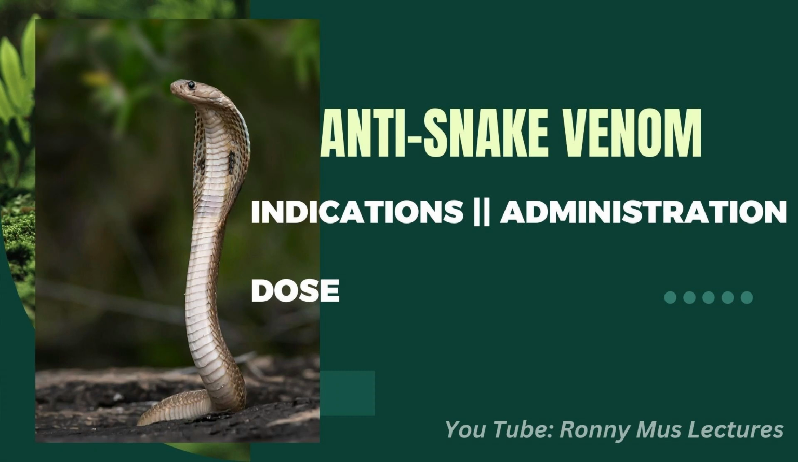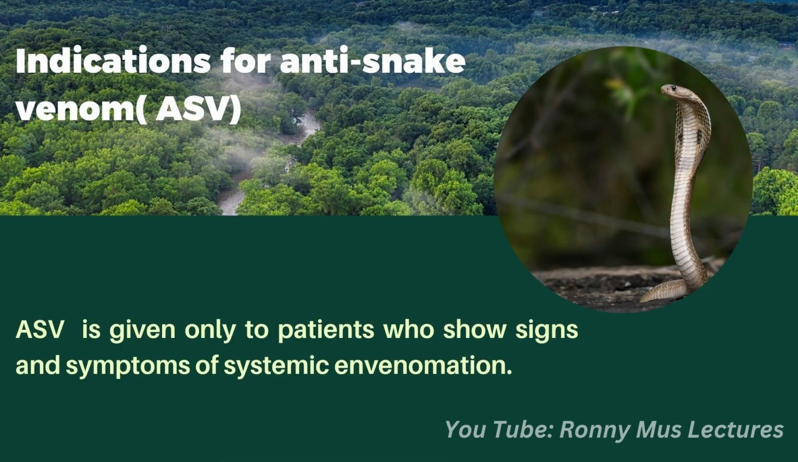Let us look at anti-snake venom. We look at indications, administration, and how it is dosed. Indications for anti-snake venom. Anti-snake venom, ASV, is given only to patients who show signs and symptoms of systemic envenomation.